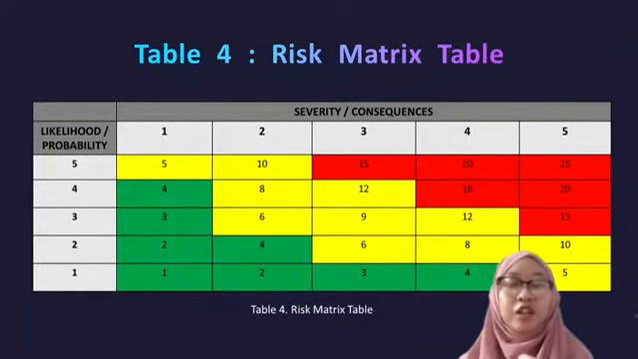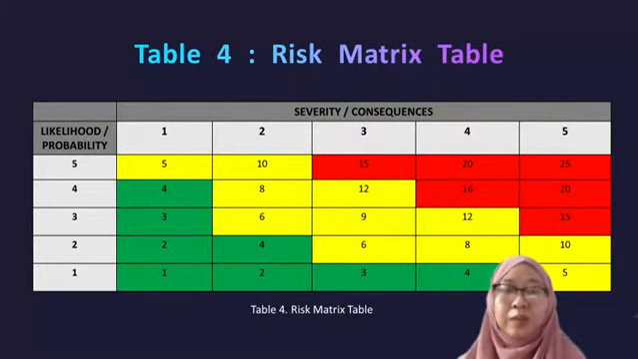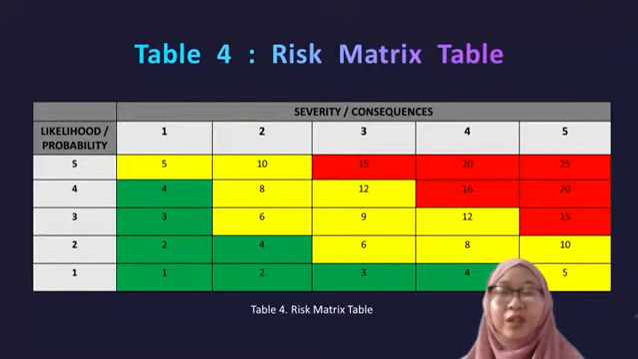Next, table 4 is matrix table. The vertical one is likelihood or probability values, and the horizontal one is severity or consequences values. So there are 3 colors, green, yellow, and red. What do those colors mean? Next.